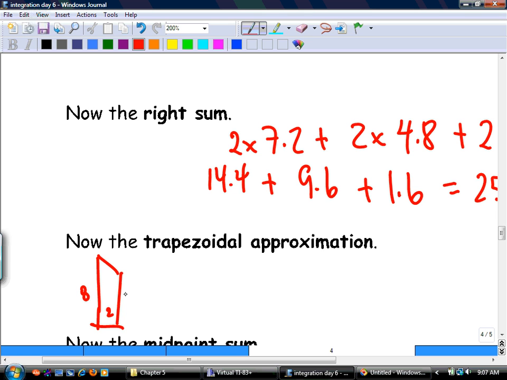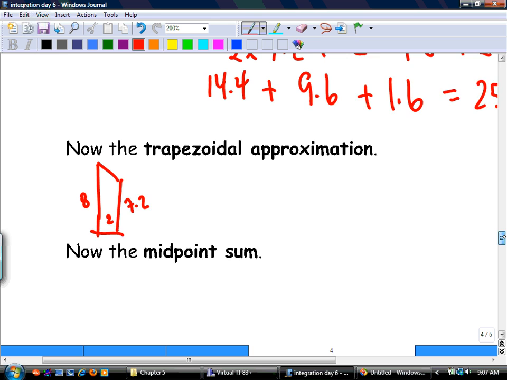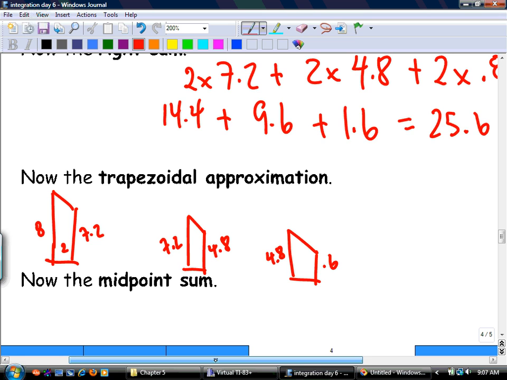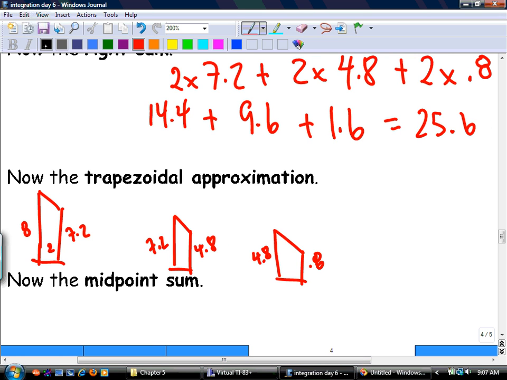The first one's 8 and 7.2 in the table. The next one's 7.2 and 4.8. And then the last trapezoid is 4.8 and 0.8. This is kind of the averaging one. So the calculation I'm going to do here is 1 half of 8 plus 7.2 times 2, plus 1 half of 7.2 plus 4.8 times 2, and then a half of 4.8 plus 0.8 times its height, 2.